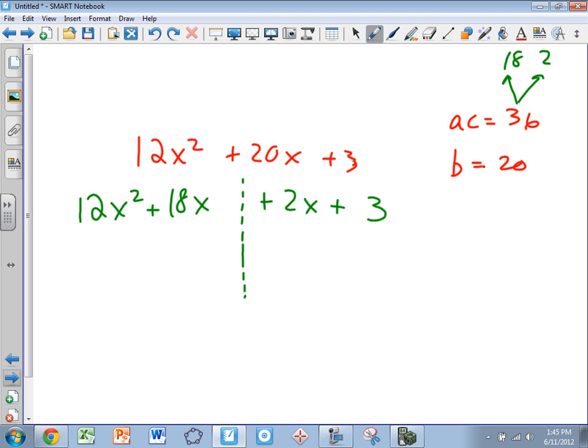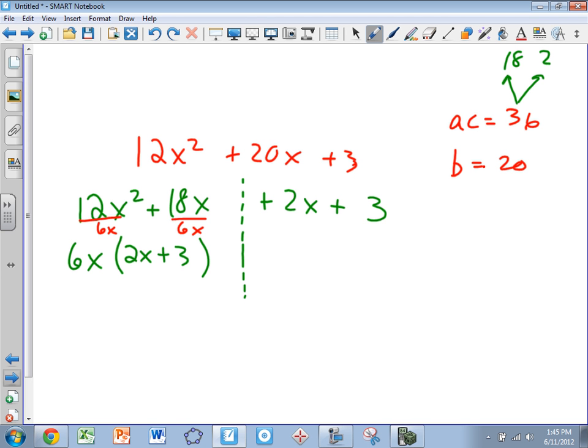Now factor by grouping. What comes out of here? 6x, good. A lot of people say 2x, because they see a 2. 2 comes out also, but 6 is bigger. What's left over? How do I remember that? In case anybody forgot, divide by the GCF you took out and see what's left over. That's how you always do it. What comes out of here? 1. Good, the 1 comes out.